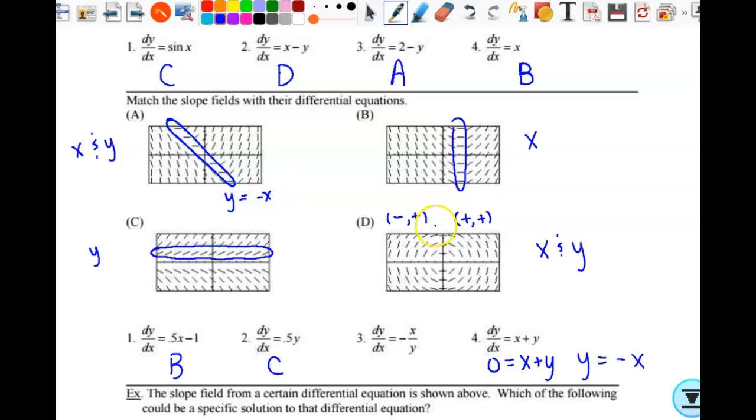Over here, where do we see the zero slopes? At every point where the x-coordinate is 0. So think about a fraction with a numerator of 0. 0 divided by 1 is 0. 0 divided by 2 is 0. So that's how I would decide between these two. So there we go. We have multiple strategies. Everybody okay with that?